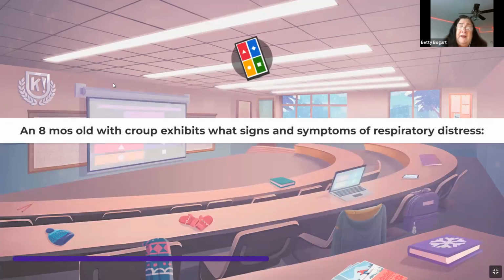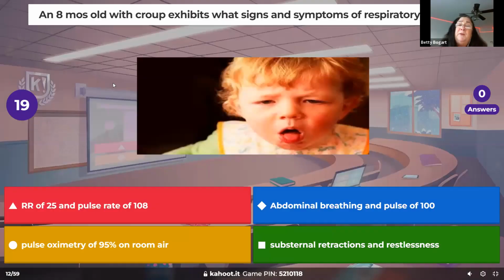An 8-month-old with croup exhibits what signs and symptoms of respiratory distress?